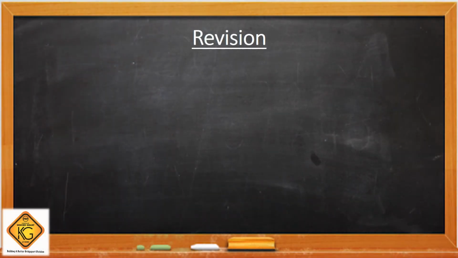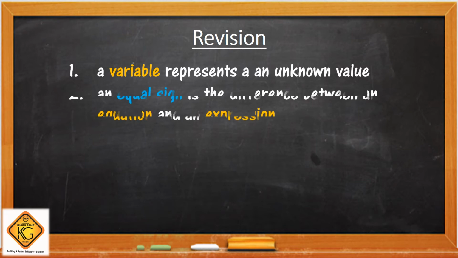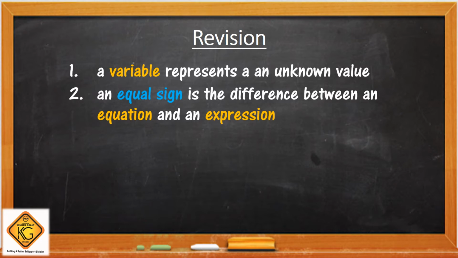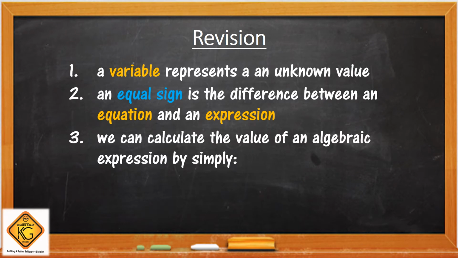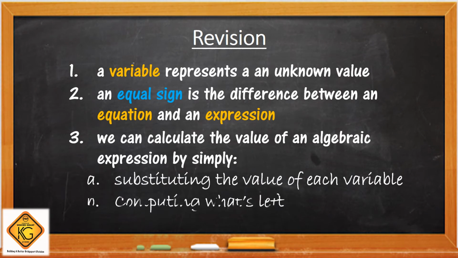Last time, we briefly went through the concept of a variable. We discovered that a variable takes the place of or represents a changeable or unknown value. An equal sign is the notable difference between an equation and an expression. An equation has an equal sign with information on both sides of the equal sign, but an expression does not include an equal sign. We also discovered that we can calculate the value of an algebraic expression by simply substituting the value of each variable in that expression and then performing the calculations that we see before us.